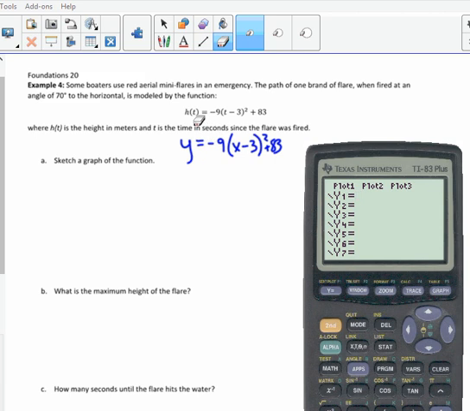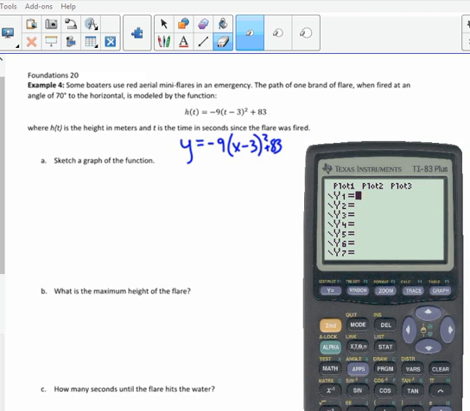I rewrote it here. H of t can be replaced with a y, just means a function on t, which our functions are often represented with y, equals -9 times x minus 3 squared plus 83. So h of t is really the height in meters, and t is how they're representing time in seconds since the flare was fired. Still works the same with y and x. They've just chosen those letters and those variables to help refer them to what they're talking about. So h for height and t for time.